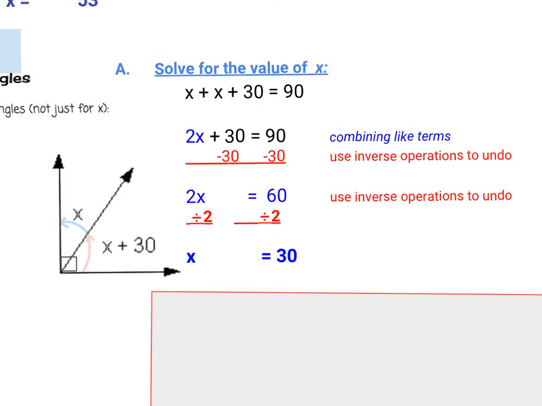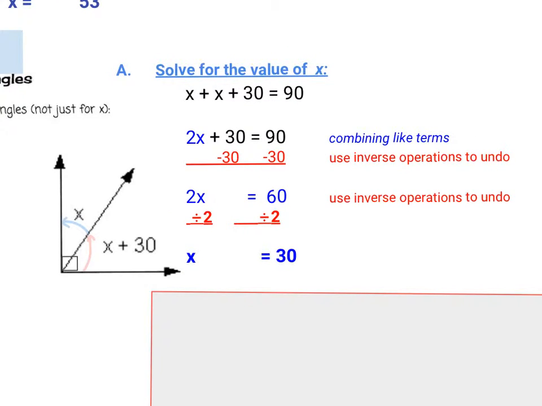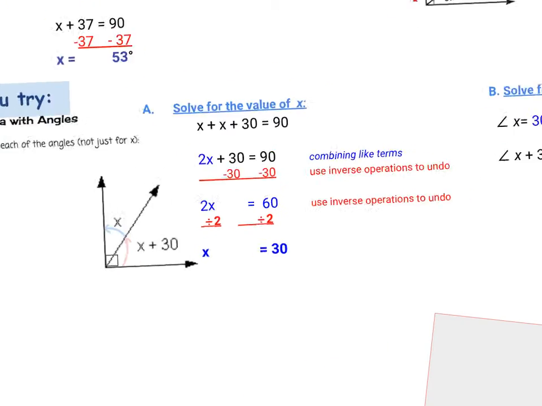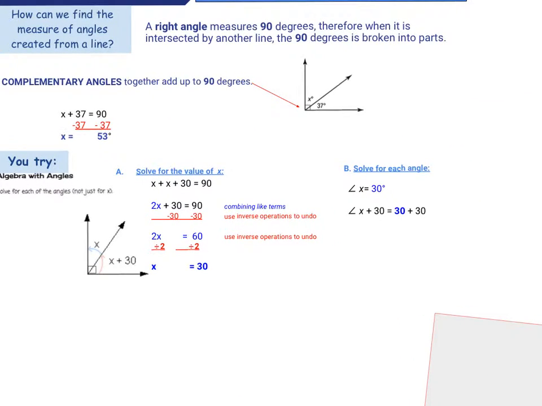Does that mean that the measure of the angle altogether is 30? What does this x equals 30 mean? It means that the blue angle here is 30 degrees. And if x is 30, then this here must be 30 plus 30, which is 60. So the two angles are angle x is 30 degrees, and angle x plus 30 is 30 plus 30, which is 60 degrees. So the red angle is 60 degrees, and the blue angle is 30 degrees. And together they add up to 90.